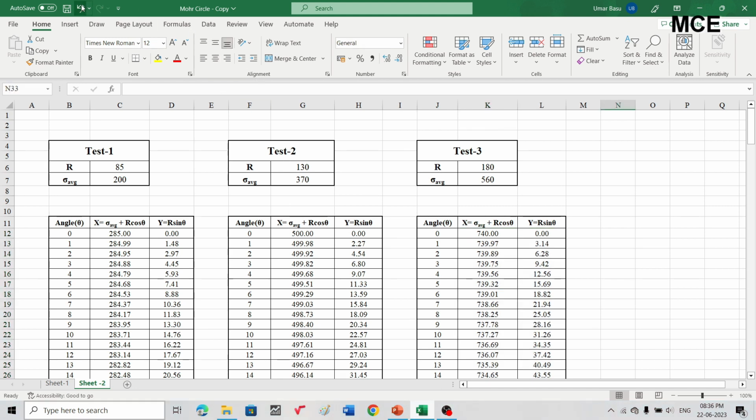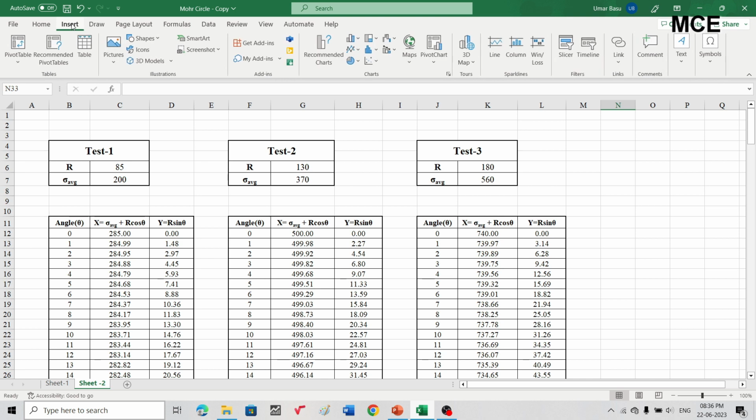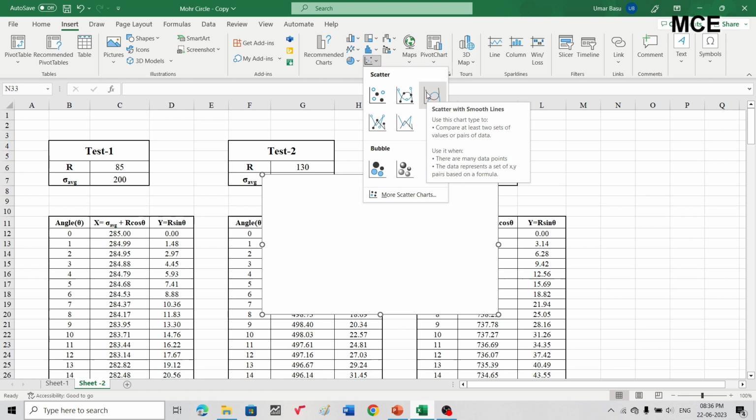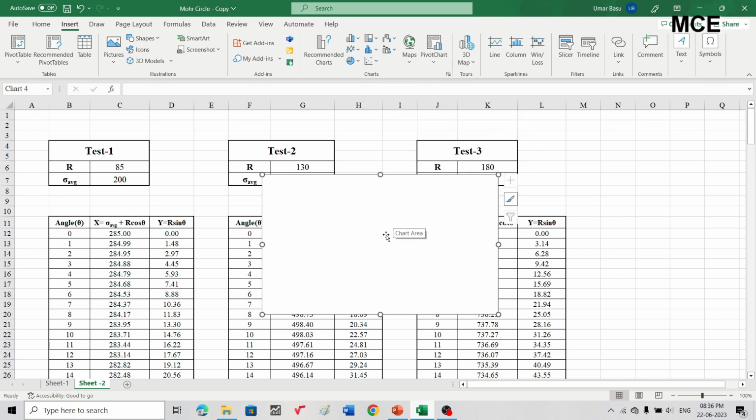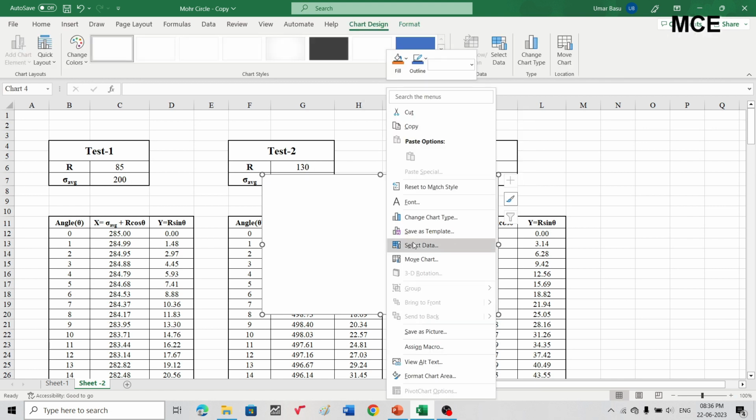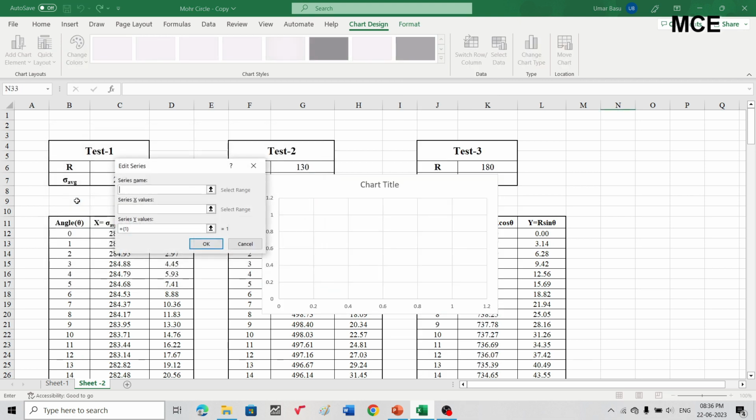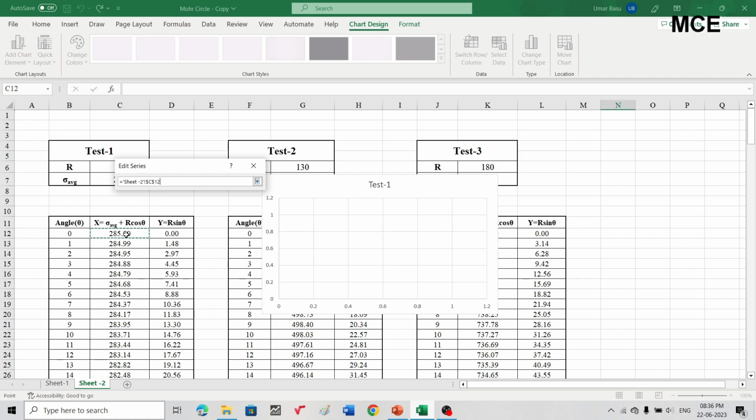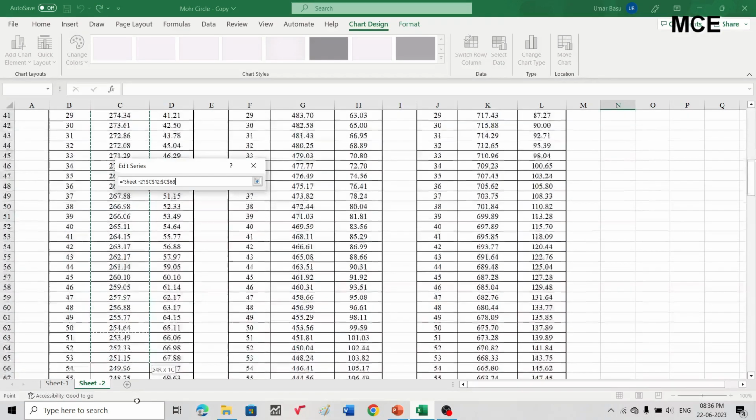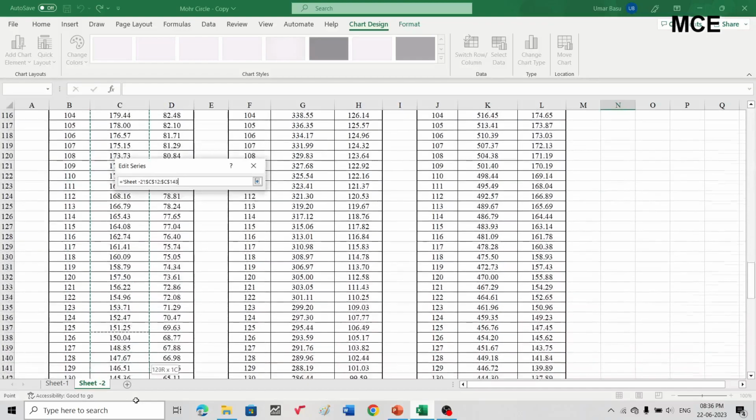To plot the Mohr circle, you will click on the insert, then you will go to the charts and then select scatter with smooth lines. Then you will click on the chart area and select data. Then for the first one, you will click on the add button, and for the series name you will write test first. Then you have to select the x coordinates for the test first, so you will select from the first, that is angle 0, till the last, which is 180 degree.